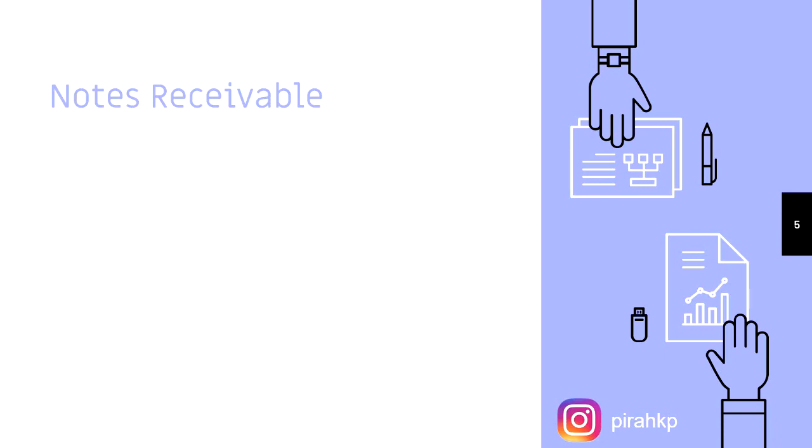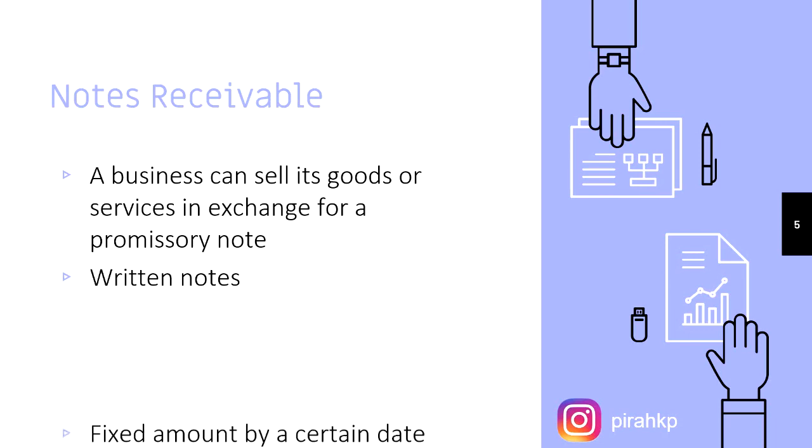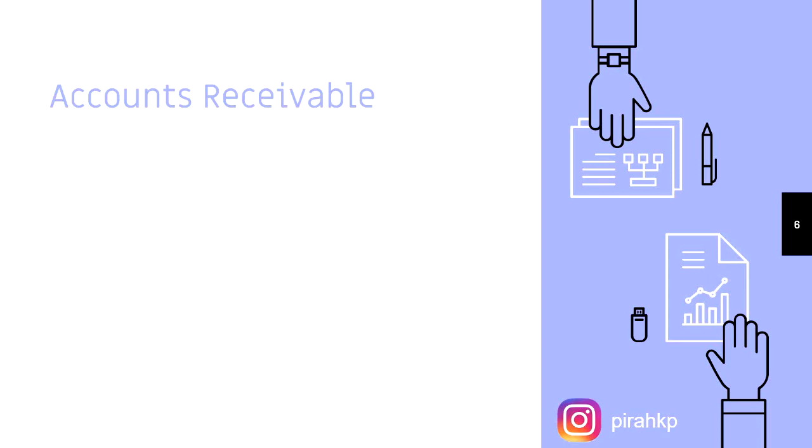Now, how are you going to record this promissory note? It's a promise. The other person is going to pay it. This is more secure than accounts receivable. But how are you going to write it in your accounting books? You will write it with notes receivable. Alright, that's your account.